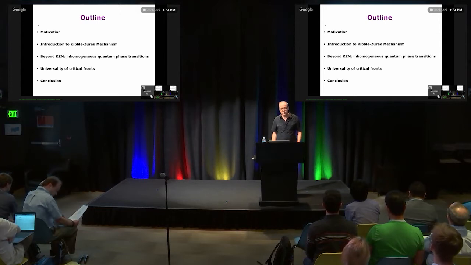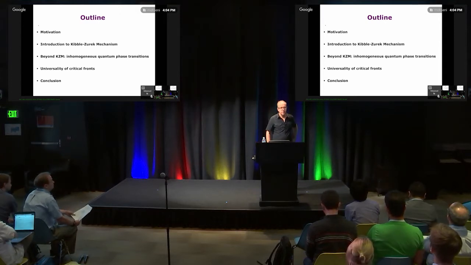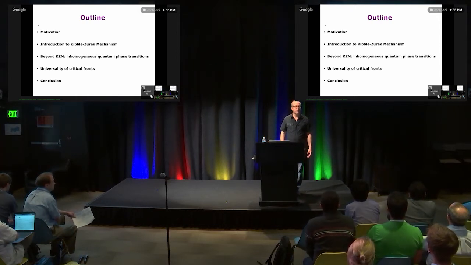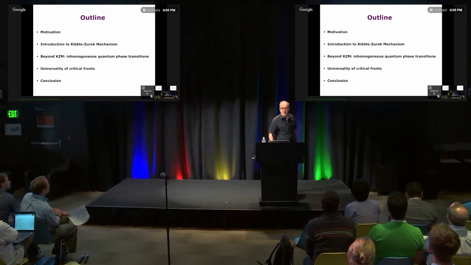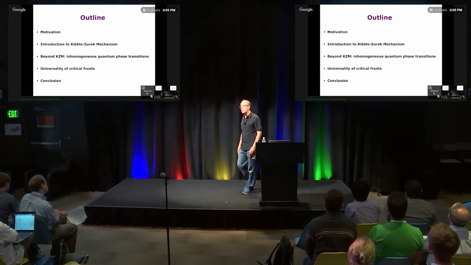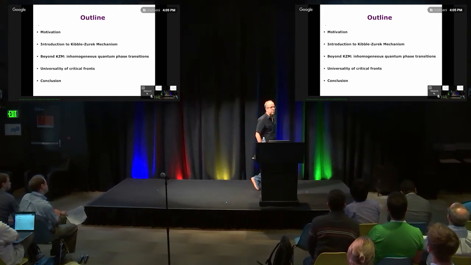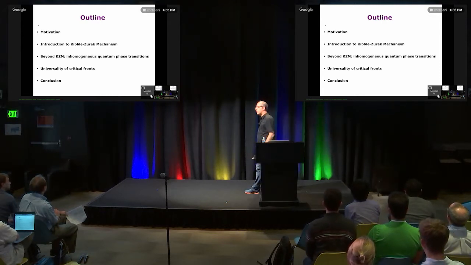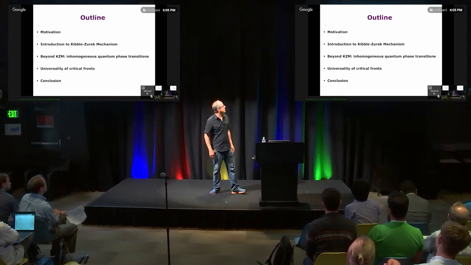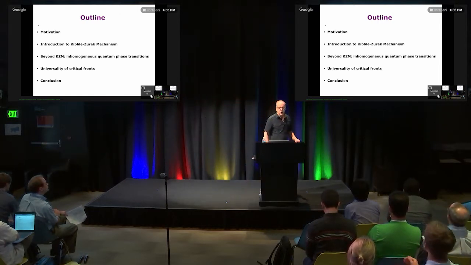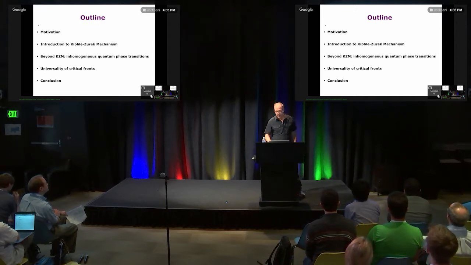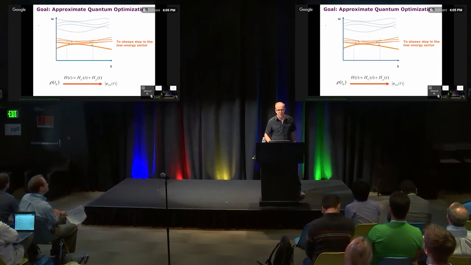So I'm going to go through a quick description of the talk. I'm going to start with the motivation and then introduce the quasi-adiabatic mechanism for people who have no background. Then I discuss how we can go beyond the quasi-adiabatic mechanism. The idea is, can we beat that limit or prediction by quasi-adiabatic? And that's the idea of engineering inhomogeneous second order phase transitions. And then I discuss that you actually get a new class of universality, which is universality of critical fronts. And I conclude with possible application to approximate optimization.